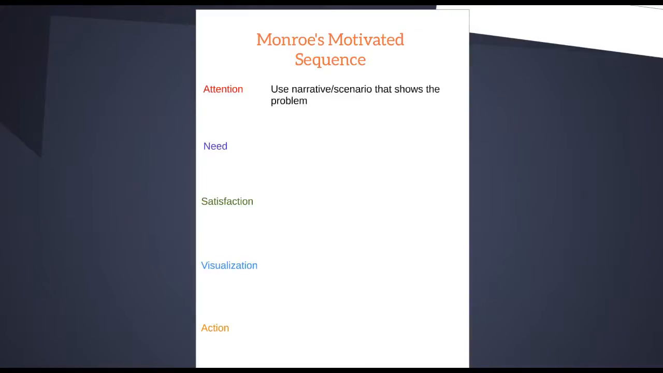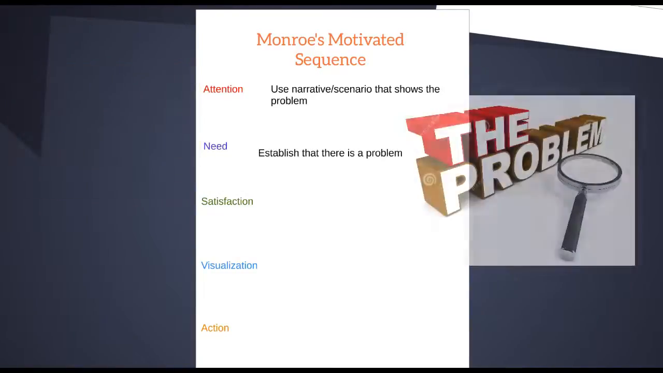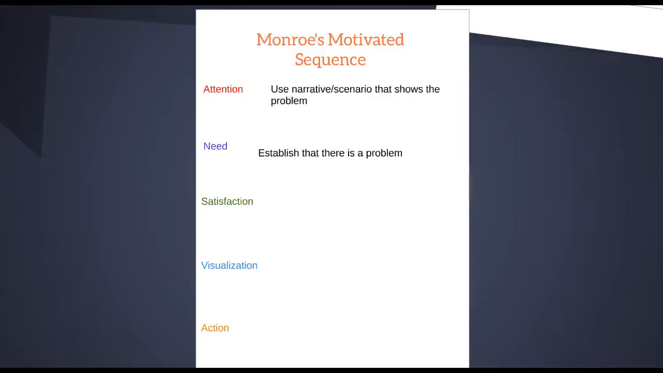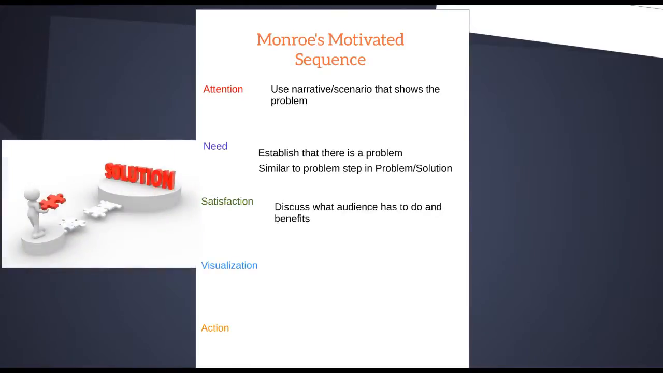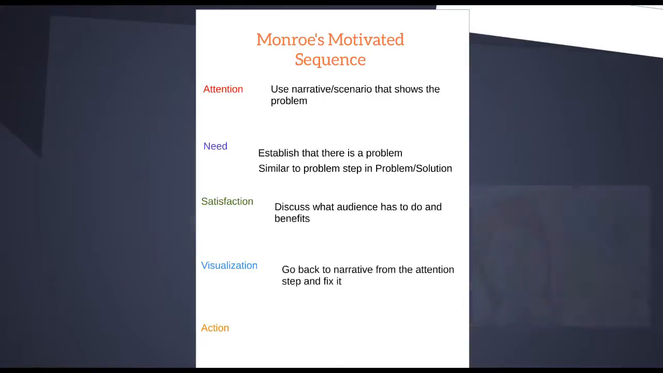So first, in attention, you're going to use a narrative or scenario that's going to show that there is a problem. Then you're going to establish that there is a problem. So again, this is similar to the problem step in problem, cause, solution. Satisfaction, you'll discuss what the audience has to do and the benefits. You want to address both of those things. And this, again, is similar to the solution step in problem, cause, solution.